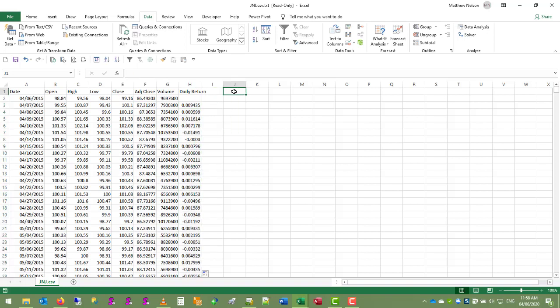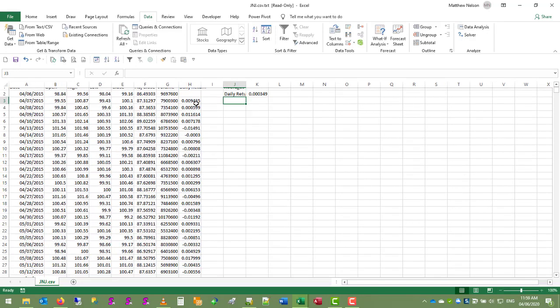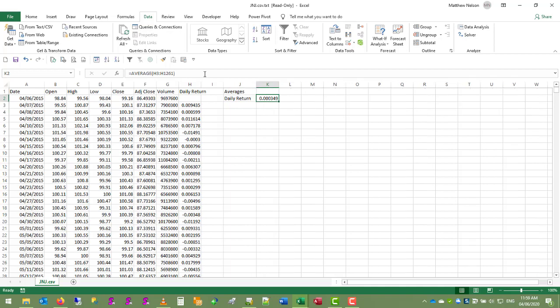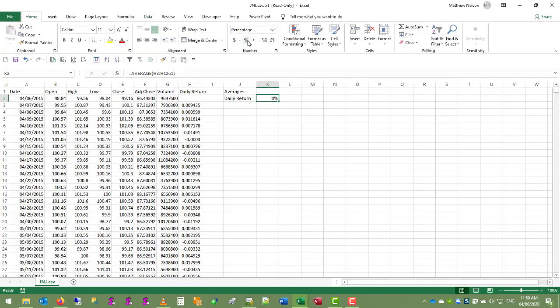Next thing to do is to take some descriptive statistics. So we'll start with some averages. So the daily return averaged this amount here. So about 0.04% on a daily basis. To annualize, we need to multiply it by the number of trading days, which is 252. And that gets us a return of 8.8%.